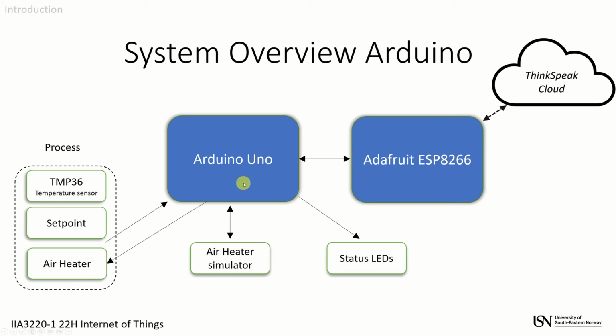Since our Arduino Uno is a simple Arduino Uno, it does not have Wi-Fi capabilities. In order to add Wi-Fi capabilities, we are using an external Wi-Fi shield, Adafruit ESP8266 type, which will communicate with the Arduino Uno and further connect with the Wi-Fi and store or communicate data to ThingSpeak cloud.